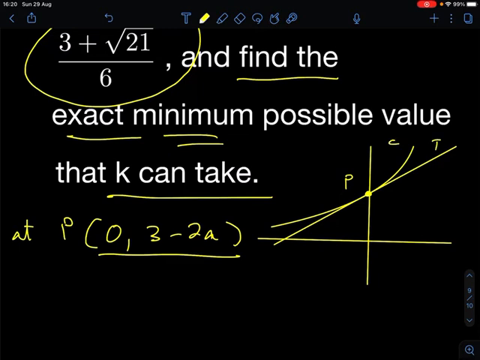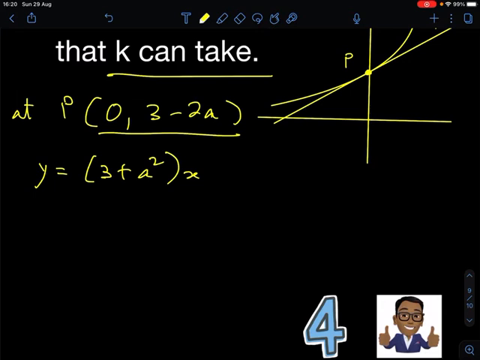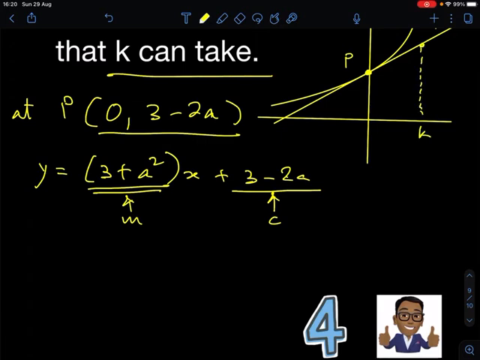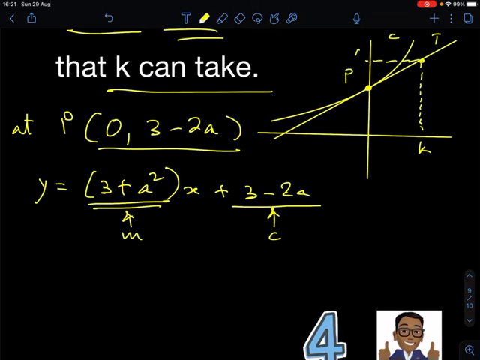So using the equation of the tangent, which we already got just now, y equals (3 plus a squared) times x plus 3 minus 2a. As you know, it's a straight line graph, isn't it? This is your gradient m, right? And this 3 minus 2a is your y-intercept, right? Given that the tangent to curve C at P passes through the point (k, 6), right? So imagine this is your (k, 6), your point (k, 6) here.